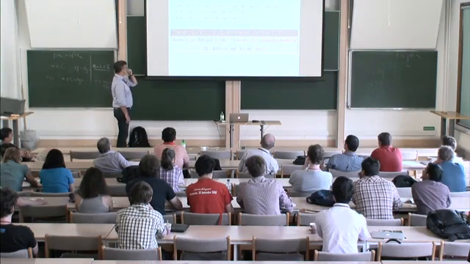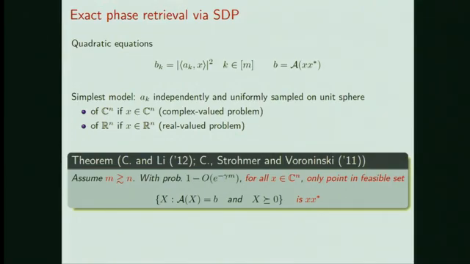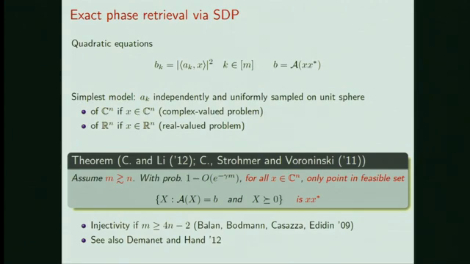So this is the result. Give me a number of quadratic equations proportional to the number of unknowns, with a probability of failure exponentially small in the number of equations. So for practical purposes, the probability of success is 1. Then there is only one point in this feasible set, and that's xx star. There is no other. So you can solve the phase retrieval problem exactly. To have injectivity of this map, it was proved by Edidin, who works in algebraic geometry, and Balan, Bodmann, and Casazza, that you need something like 4n minus 2 measurements.